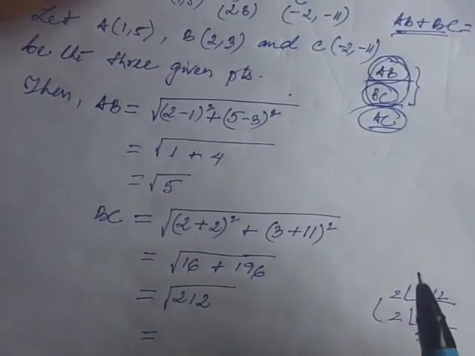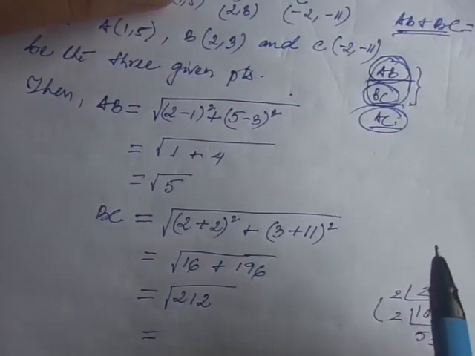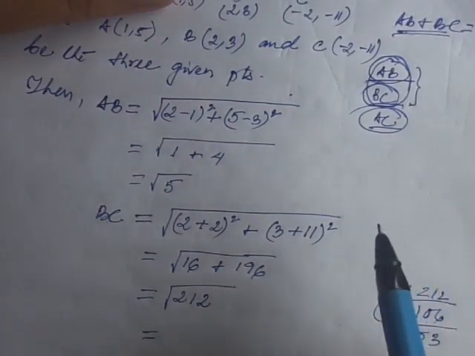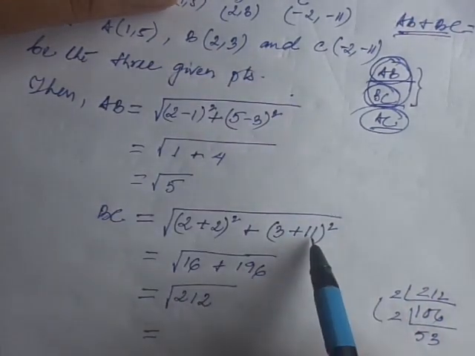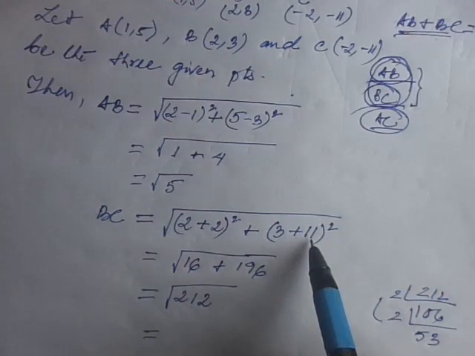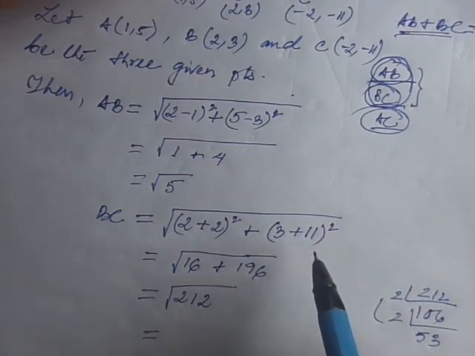So it has become a little weird. So here, 2 plus 2 is 4, square, 14 square.